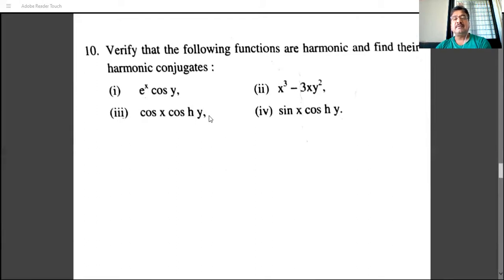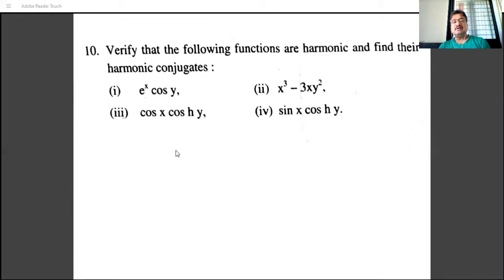What is this, cos y or cos hy? This is the hyperbolic function. So what is the derivative of a hyperbolic function and what is the integration of a hyperbolic function? Suppose sin hx, or sin hyperbolic x, what is its derivative? The derivative of sin hyperbolic x is cos hyperbolic x, and the derivative of cos hyperbolic x is sin hyperbolic x. Similarly, the integration of sin hyperbolic x is cos hyperbolic x, and the integration of cos hyperbolic x is sin hyperbolic x.